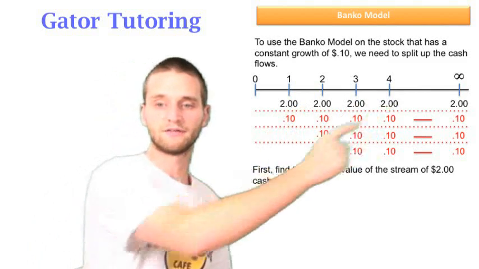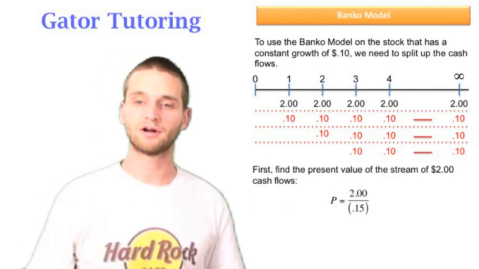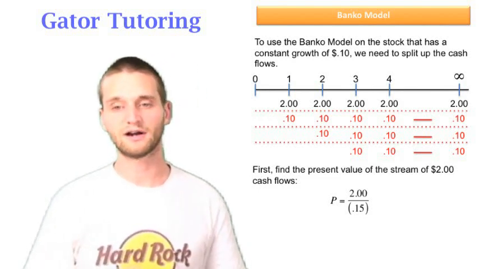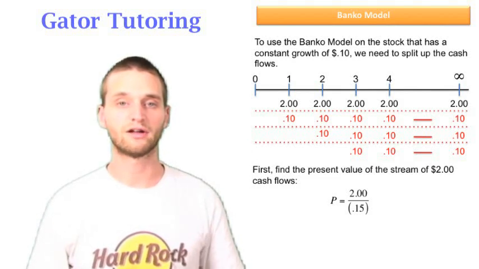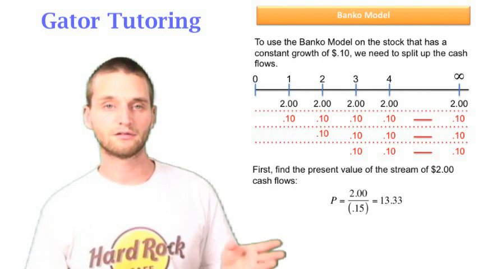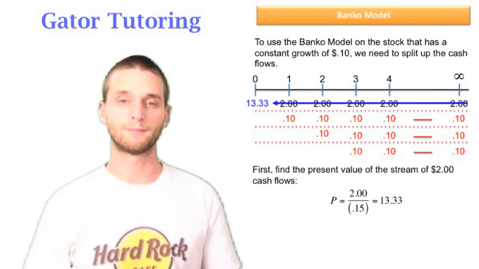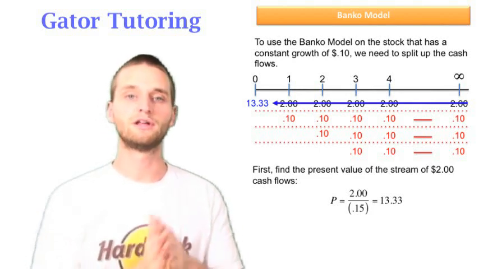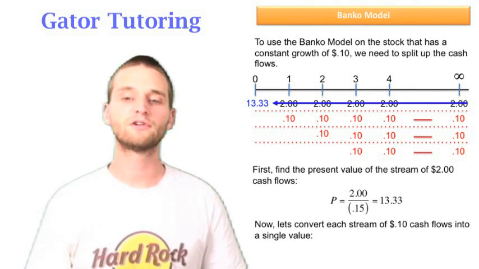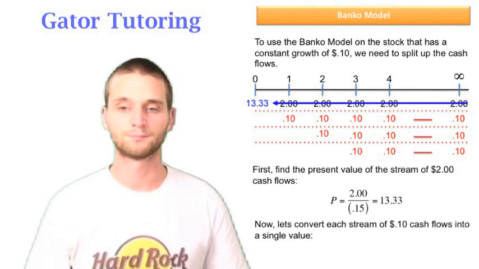This first row right here, these $2. Well, we'll use the present value formula, which says that the price in year 0 is equal to the dividend in year 1, the $2, divided by the discount rate, 0.15. So we do that, and we see that all of those $2 cash flows are worth $13.33 in year 0, because again, we get that present value 1 year before the first cash flow. Now let's convert each stream of 10-cent cash flows into a single value.